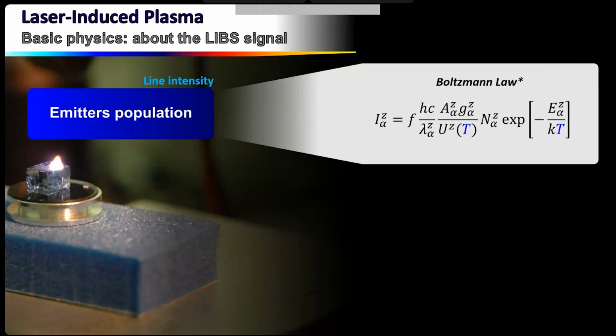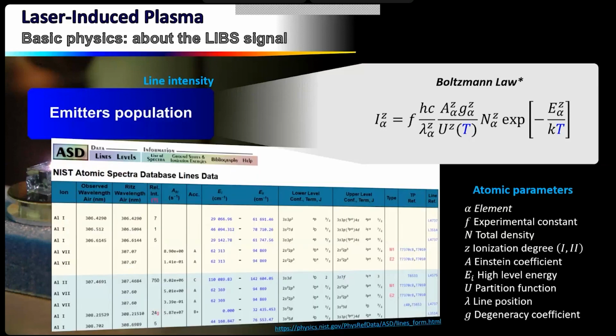some atomic parameters, A and G, the partition function, U, and the Boltzmann law that you know as a function of temperature. And all these atomic coefficients, you can easily get them in some atomic database, and the well-known database is the NIST database. You have access to it very quickly from Google.